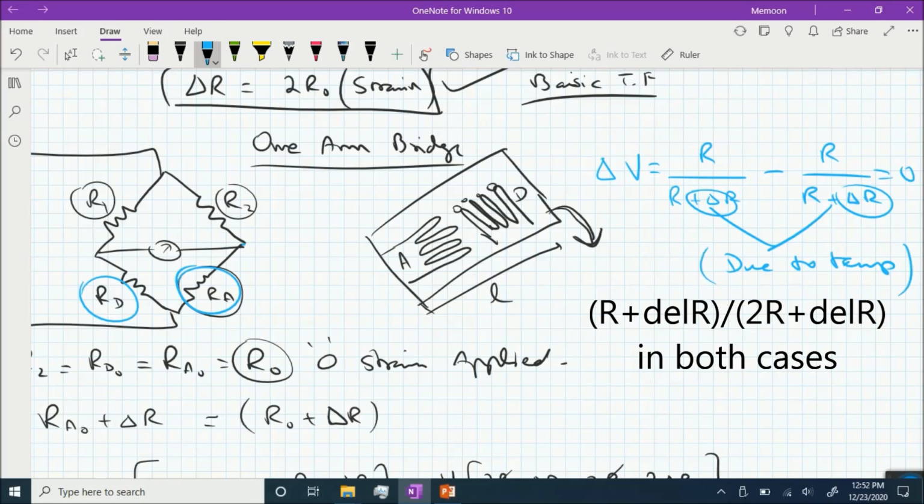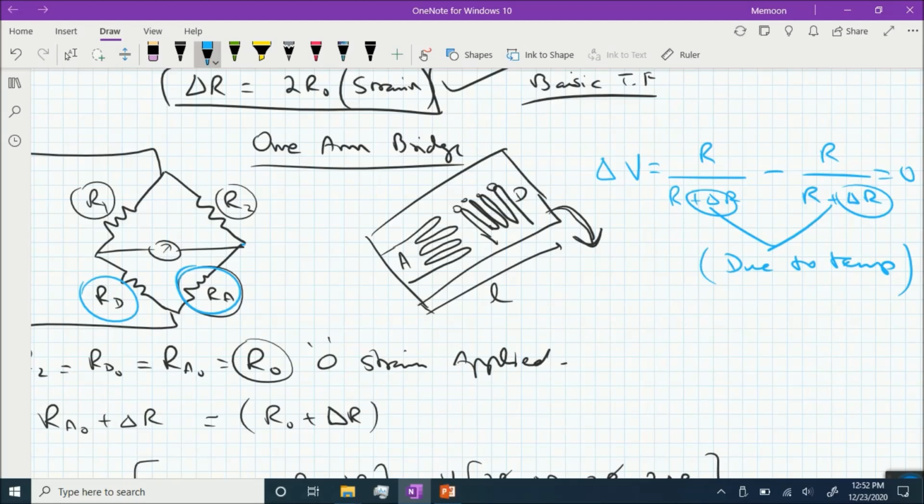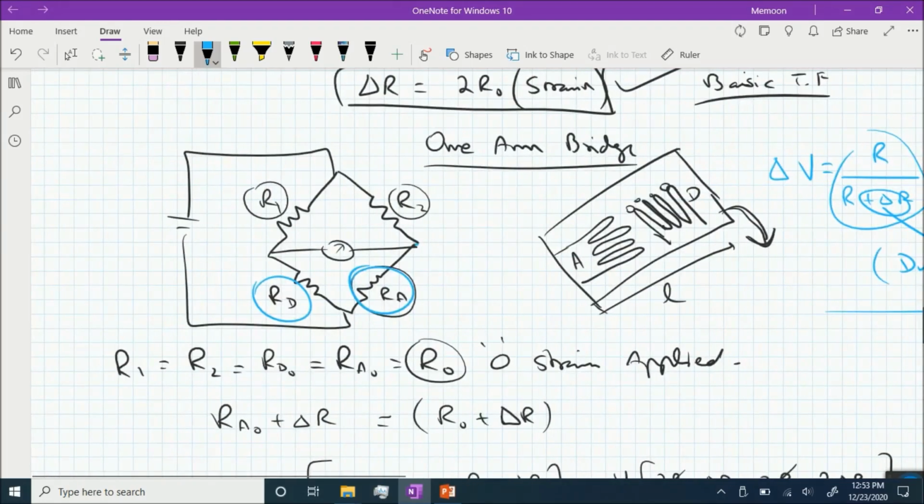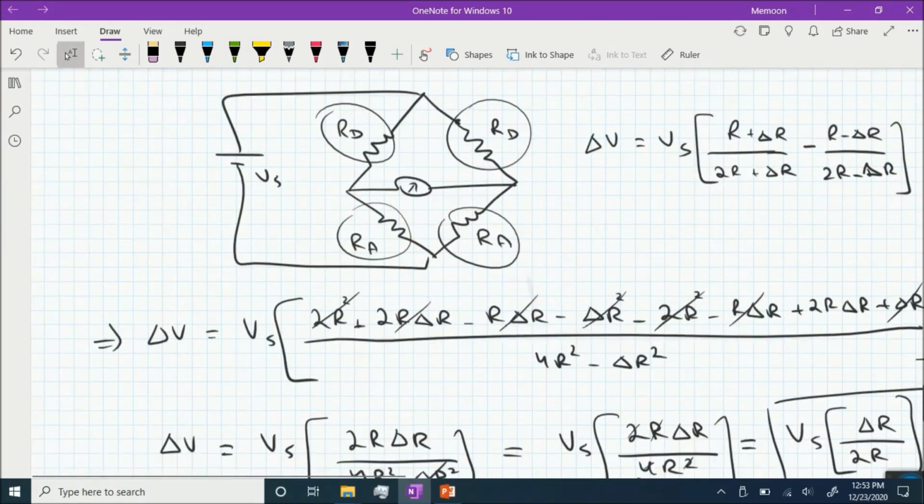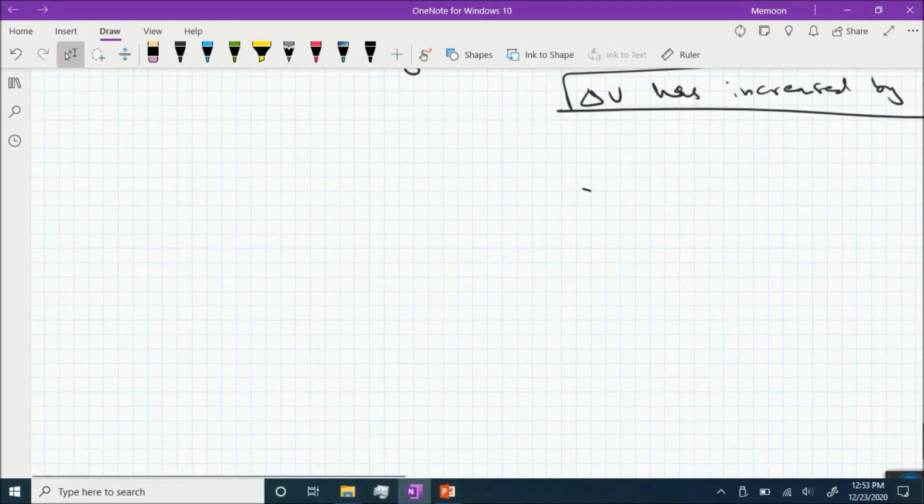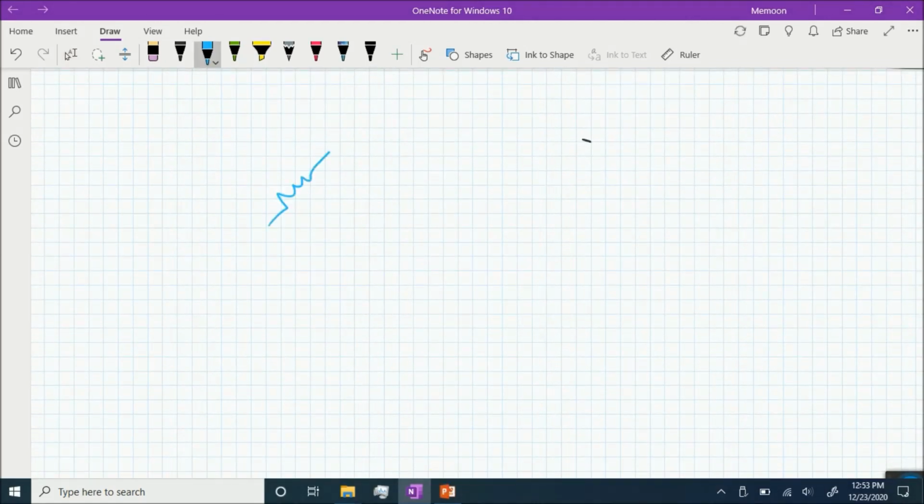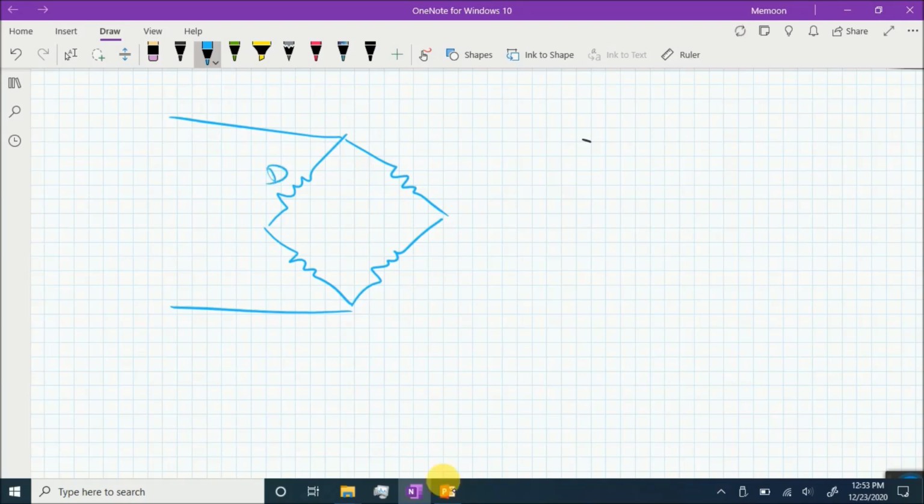So no matter how much this delta R increases due to temperature, it doesn't matter, because the null condition of your bridge will not be disturbed, and even if it is not at null condition, this delta R will be added to both of them equally, and as they are being subtracted at the output, because we are getting a differential output, their effect will be automatically cancelled. So that is fairly simple in case of a single arm bridge. What happens in case of a dual arm bridge? So we have a bridge like this, and here are our dummy cells and here are our active cells.